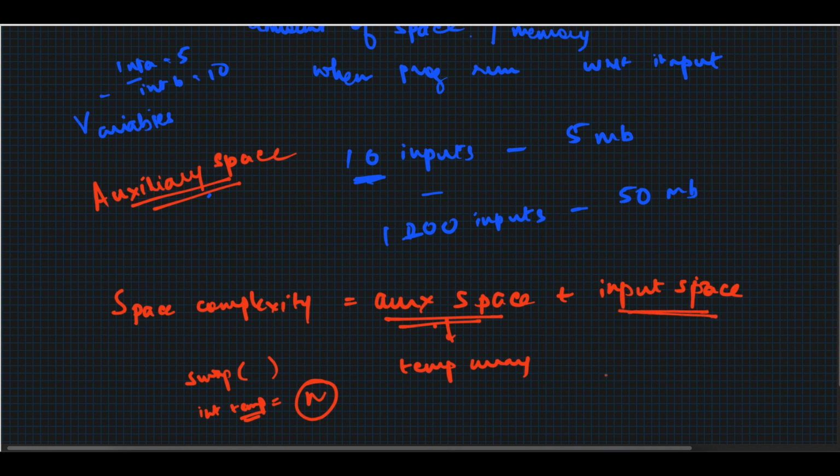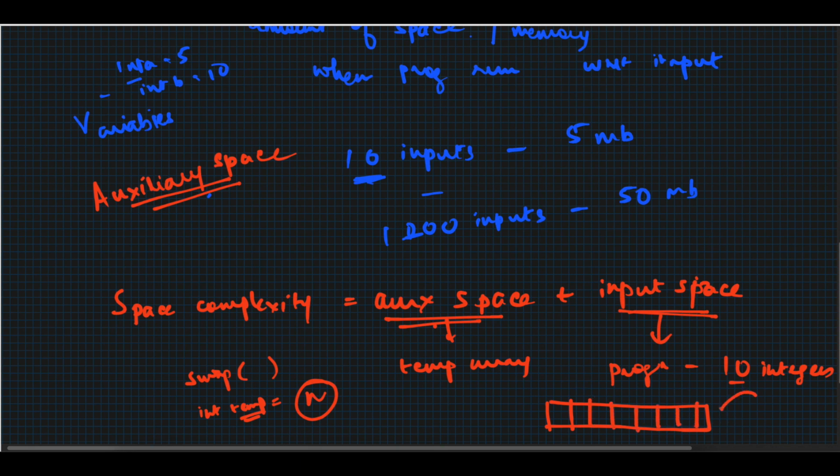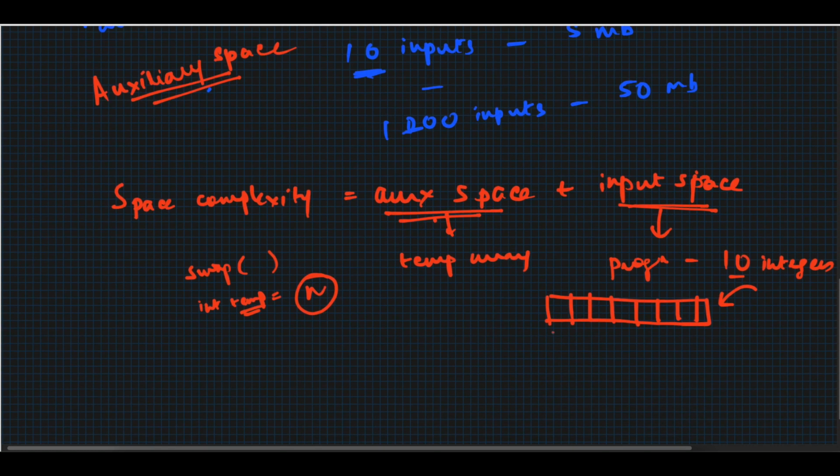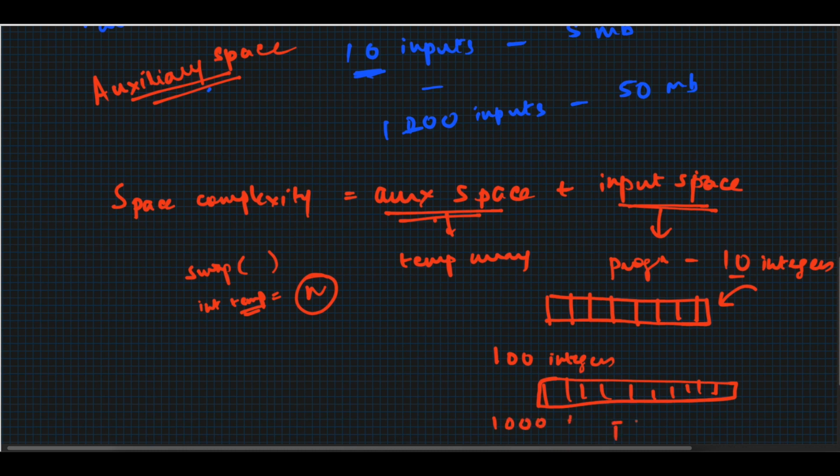Input space is something like: you have a certain program to store 10 integers. So what is the input space again? You have a program, there are 10 integers given to you as input. Now you're taking another additional array and storing whatever input is given to you in that array. So 10 integers are again stored in this array, and then after storing them in the array, you do whatever computation you want. The problem is, let's say I give you 100 integers tomorrow as input. You'll take a separate array to store the 100 integers again. If I give you 1000 integers, you'll take another array to store 1000 integers.